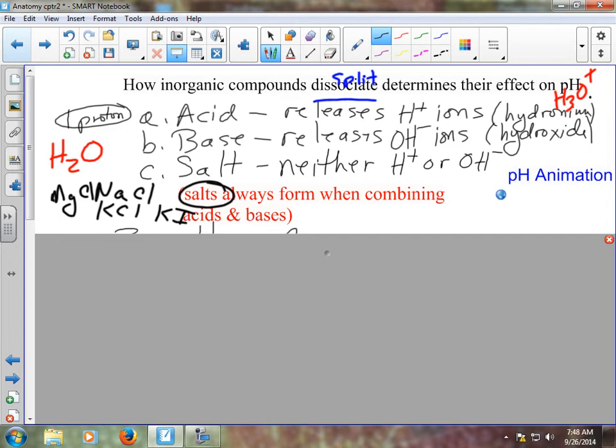Salts always form when you put an acid and a base together. So for example, if I have HCl and NaOH, I've got a strong acid, I've got a strong base. I put those together, do a little exchange reaction. What am I going to end up with? Flip-flop your cations.